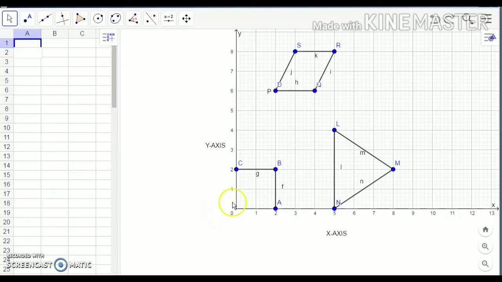So here we are given polygons. Firstly a square, then another one is a parallelogram, and the third one is a triangle. We need to write down the coordinates of each vertex. Let's begin with A. A के क्या है? 2, 0. चलिए लिखते हैं वहां पर.